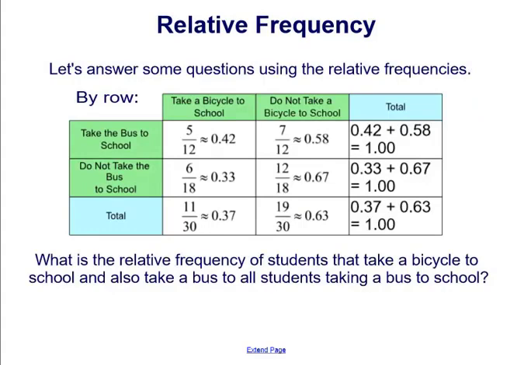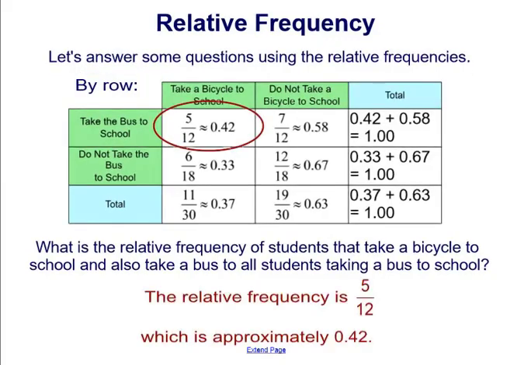So let's answer some questions now using the relative frequencies. First, let's look at by row. So we can ask, what is the relative frequency of students that take a bicycle to school and also take a bus to school to all the students taking a bus to school? So we would look at this cell here, because again, we start with the students that take a bicycle and a bus to school, which is that first category, and then it's to all the students taking a bus, which is looking at the relative frequency by row, which is already calculated. So we can see the relative frequency is 5 over 12, which is approximately 0.42.